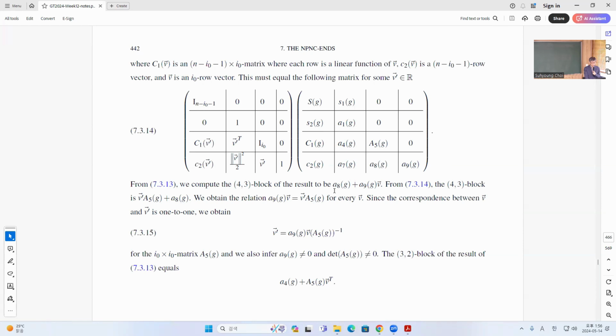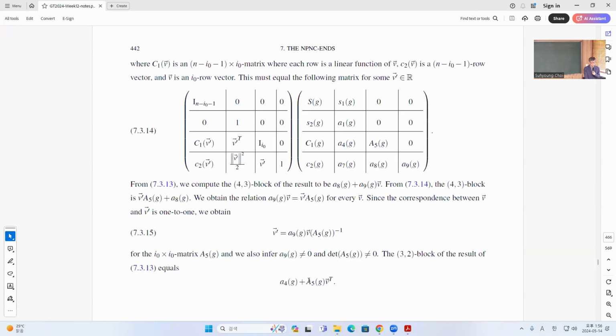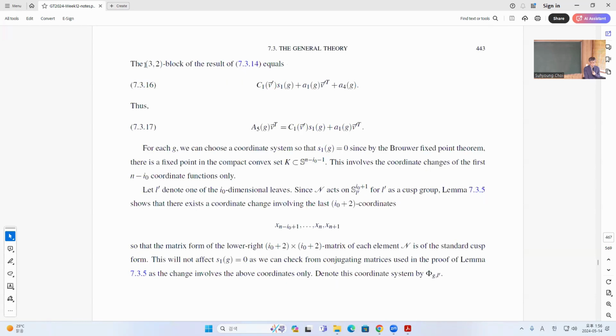So you can cancel these A8, and then you get A9Z, B is B prime A5Z. Okay, so that's how we get this, and the 3-2 block of the first one is this, then the 3-2 block of this is this, so we obtain this.